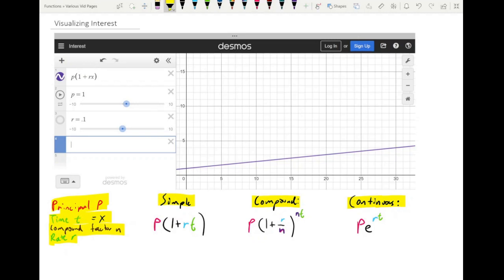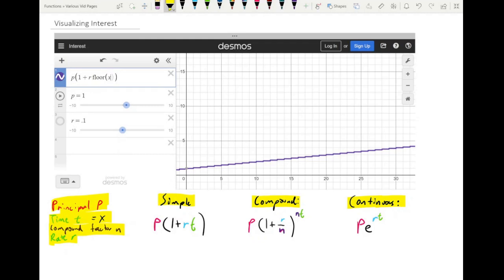Now I'm going to do one more thing here to this equation, and that's that I'm going to round down X to the nearest whole number, because simple interest only disperses at regular intervals, right? It doesn't increase every little second. You sort of get lumps of money, right? Every year or every month or every day, however often it disperses. So I'm going to type floor, which just means rounding down. And you see that we get this little stepped-like behavior, right? Just to indicate that we get the money in chunks.